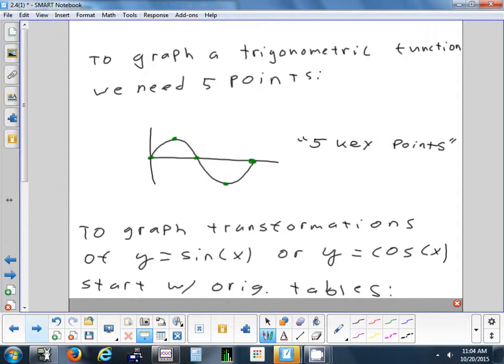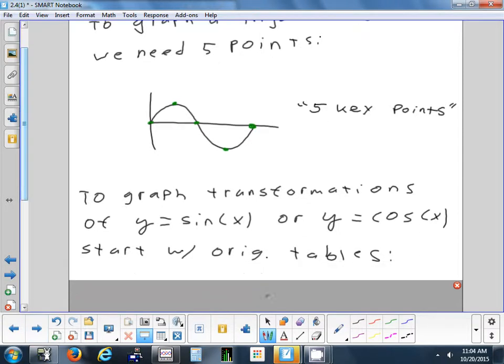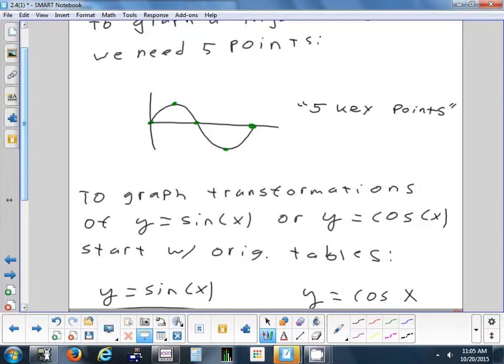Anytime we graph a transformation of sine or cosine, the first thing we always have to figure out is where it started. If we can't figure out where it's going to start, we can't figure out where it's going to move to. It's kind of like if I said, take the map and go 10 miles north. Well, if you don't know where you started, you can't tell me where 10 miles north is. You have to know where you start from. So I'm going to give you what I call the original tables. I'm going to give you one for sine, one for cosine. These original tables never change. These are always going to be the starting points. Anytime you have to graph sine or cosine, start with these values.